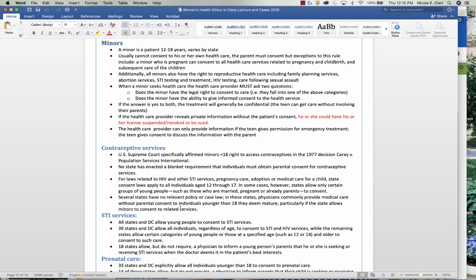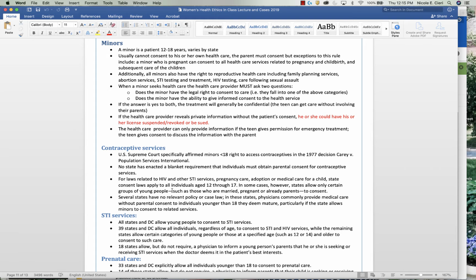In regards to minors, a minor is usually considered to be between the ages of 12 and 18, but this could vary depending on the state. They usually can't consent to their own health care, but when it comes to certain services related to pregnancy, childbirth, contraception, HIV and STI testing, family planning services, and abortion, in certain states it'll vary how much they're allowed to consent for themselves. So when a minor seeks health care from a healthcare provider, we have to think about two different things. Is the type of care that they're seeking falling into one of the above categories? And does the minor have the ability to then give informed consent for such a health service? If the answer is yes to both, then the treatment should be confidential.